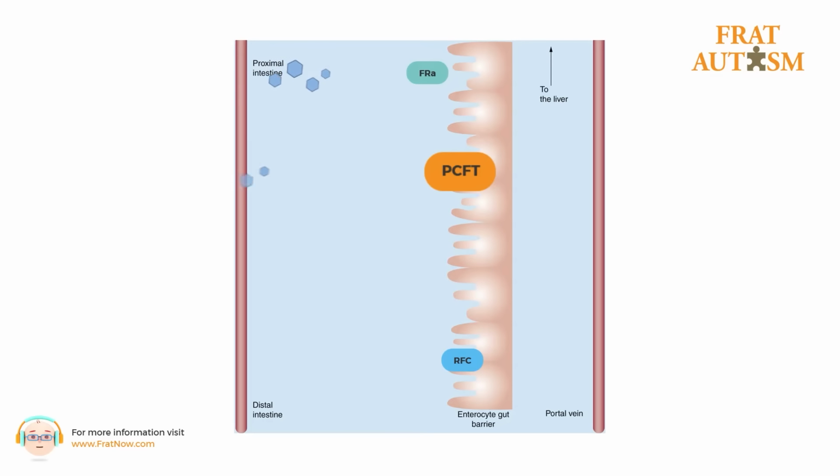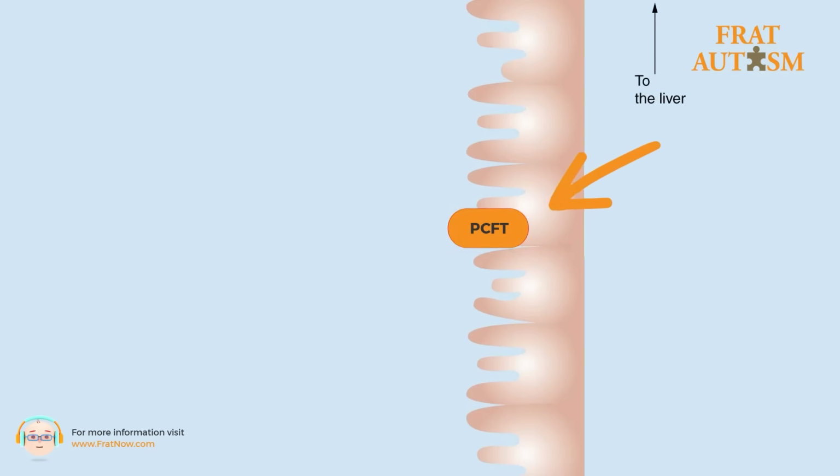The PCFT receptor plays an important role in the absorption and transport of folate, vitamin B9, across cell membranes, particularly in acidic environments. PCFT facilitates the uptake of folate in the small intestine, especially in the duodenum and jejunum, where the pH is lower. It is a proton-coupled transporter, meaning it uses the proton gradient to drive the transport of folate into cells.